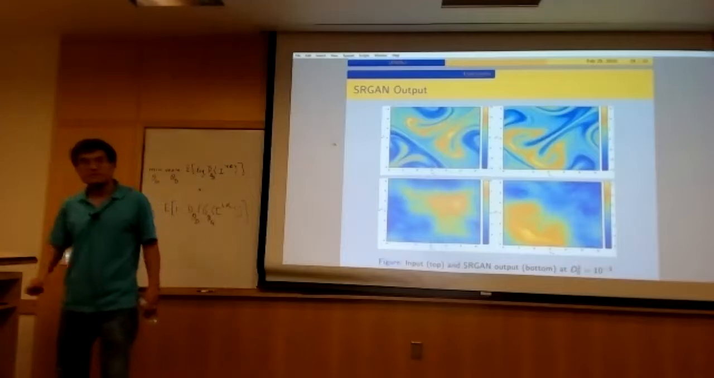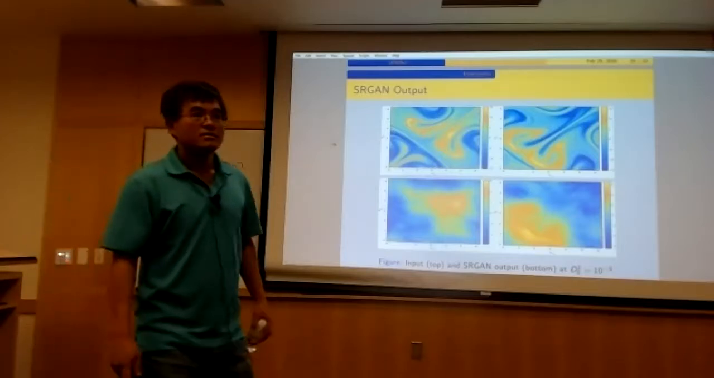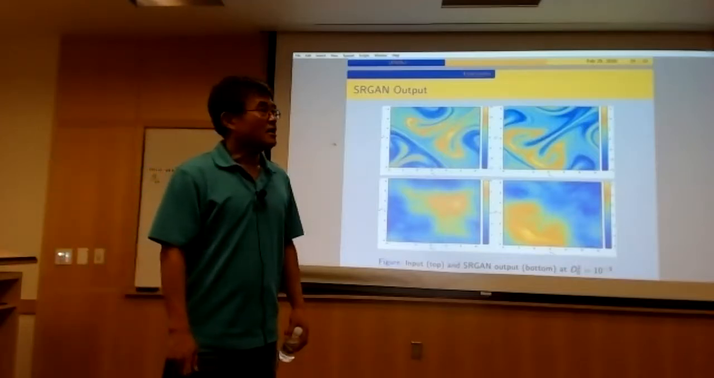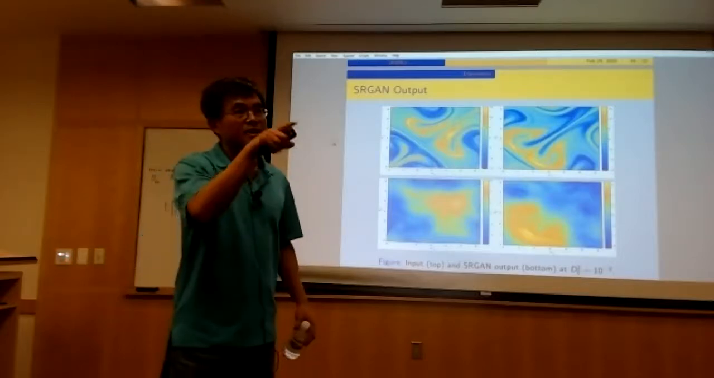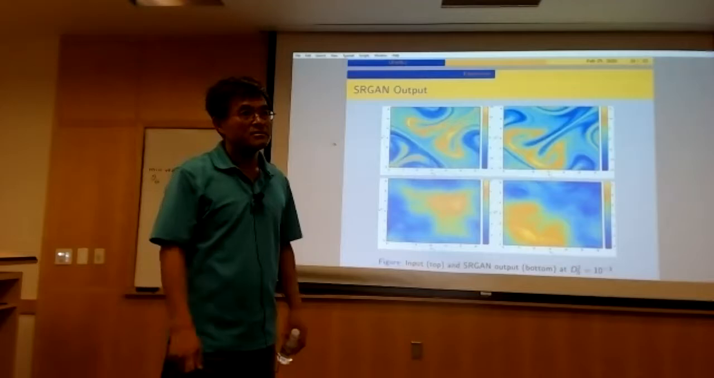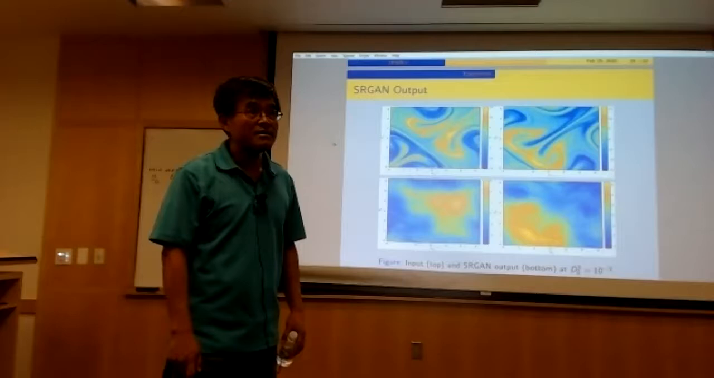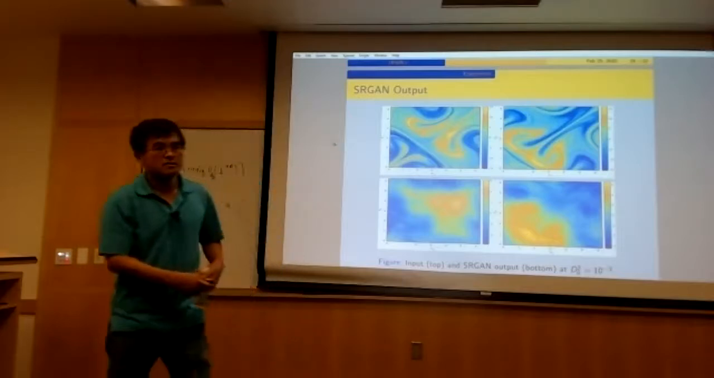How many pictures are there in the training set? About 1,000, from 0 to 2 pi. For this type of question, I think you can also do it with a CNN, right? Yeah, it is a CNN, but it's a GAN network.